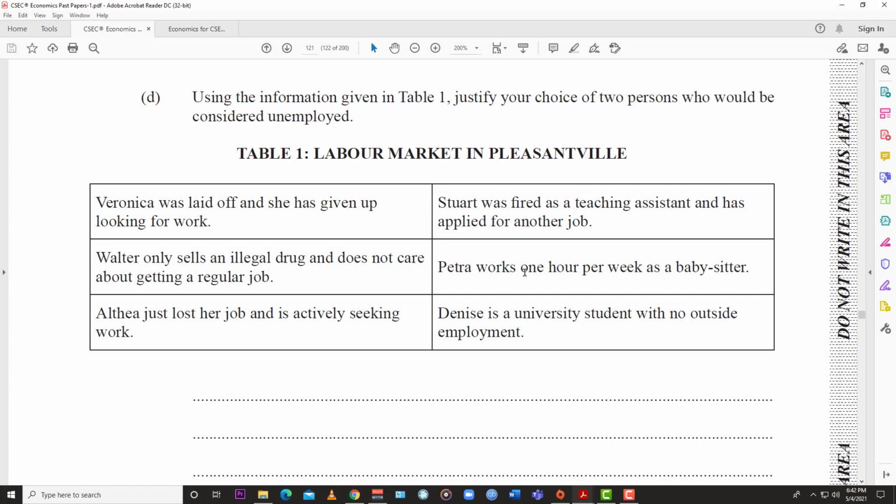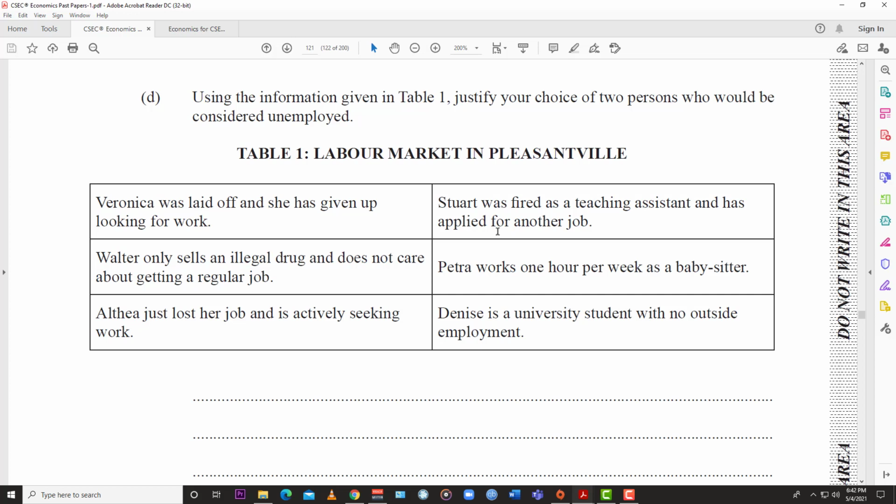Petra works 1 hour per week as a babysitter. That's not considered employment. Babysitting is not even a part of the GDP calculation or anything like that. Part of the informal economy. So Petra is out. Denise is a university student with no outside employment. That statement doesn't help me. So the answer here is Althea and Stuart. Those two are who I would consider to be unemployed.